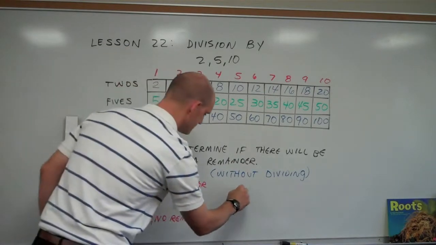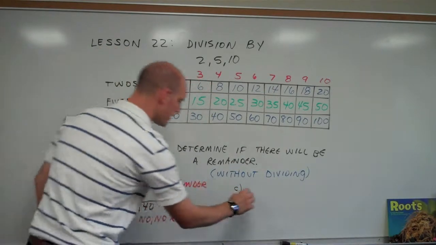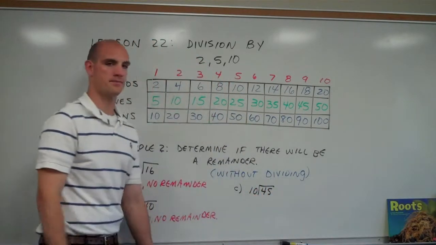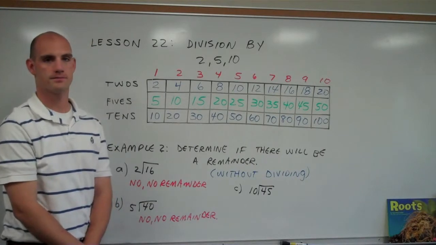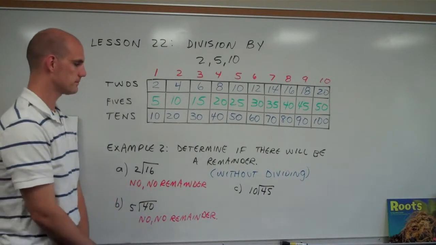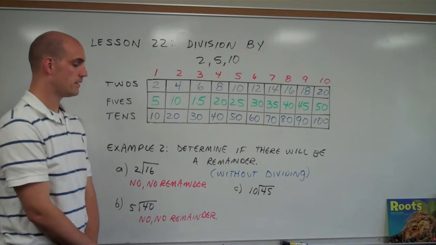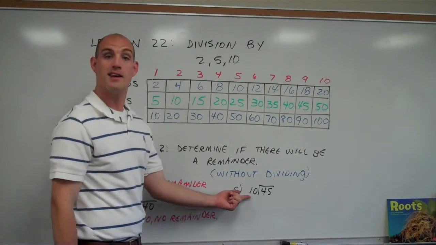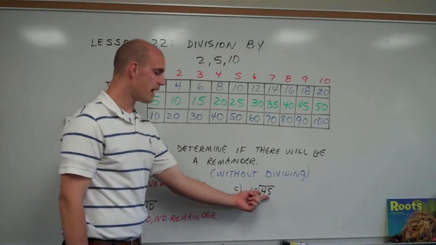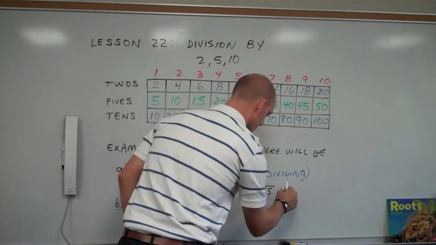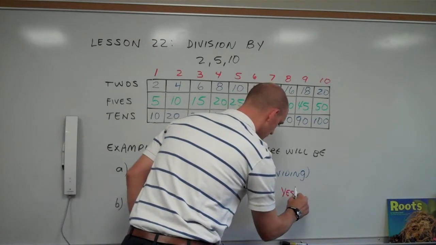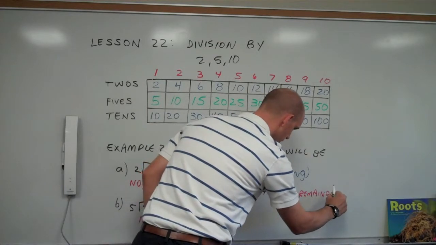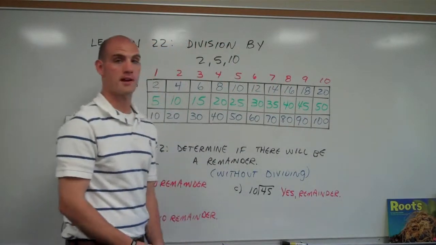Let's look at C. In C, we're going to have 45 divided by 10. This one might be tricky, so be careful. Try not to use your notes. That's right, there will be a remainder, because we know that all multiples of 10 end in 0. And so if we have 45, we know that we're going to have a remainder. So we can say yes. There will be a remainder.